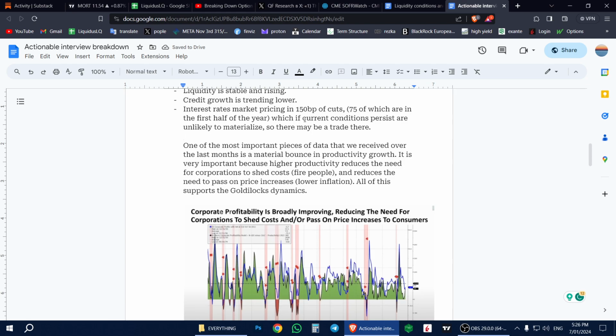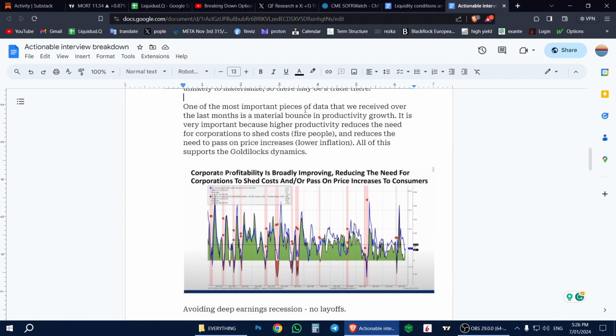Which, if current conditions persist, they are unlikely to materialize, and there may be a trade there. One of the most important pieces of data that we received in the last months is a material bounce in productivity growth. It is very important because higher productivity reduces the need for corporations to shed costs, fire people, and pass on price increases, lowering inflation. All of this supports the Goldilocks dynamics.